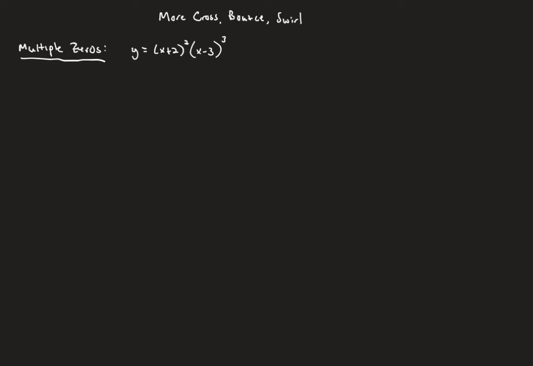We're going to continue with what we were talking about on cross-bound swirl in the last video and extend the idea a little bit as well. So I want to talk about multiple zeros.